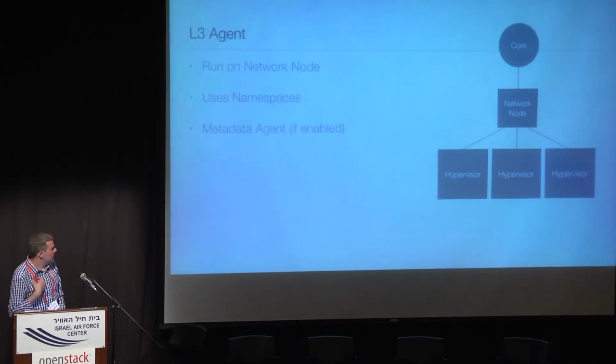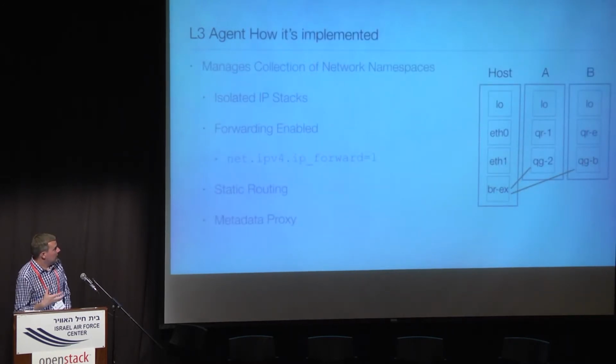The L3 agents currently run on a network node. We're working on distributing that so that you get an increased amount of north-south bandwidth. They use namespaces, and the metadata agent will run within that. As for how we implemented it, again, it's an isolated IP stack. The L3 agent will manage a collection of these namespaces on a network node. You can distribute them. You can have multiple network nodes, but each tenant network only gets one router currently. And we've enabled forwarding.